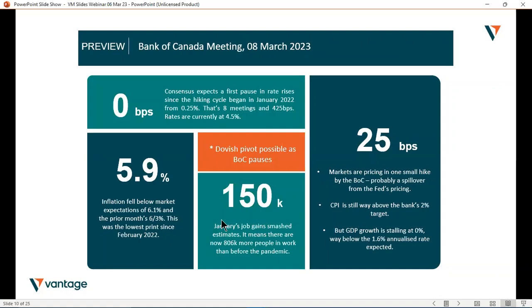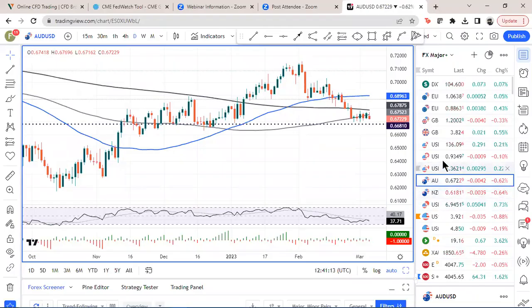But then, of course, you've still got strong job gains. January was 150,000. So that'll be interesting as we get Canada jobs out on Friday, this Friday, the 10th. So it's North American jobs day on Friday with the NFP, and then also the Canada jobs numbers out. I think from memory around 10,000 is the estimate, but I have to double check that. So yeah, Bank of Canada will be interesting. No hike expected, meant to remain on pause.